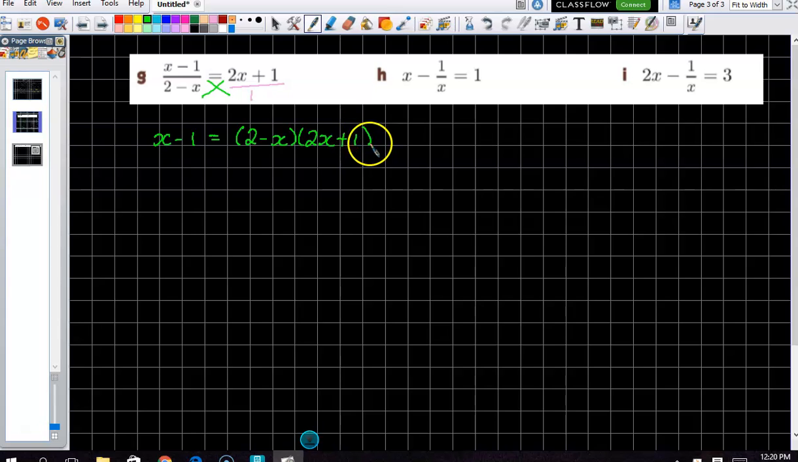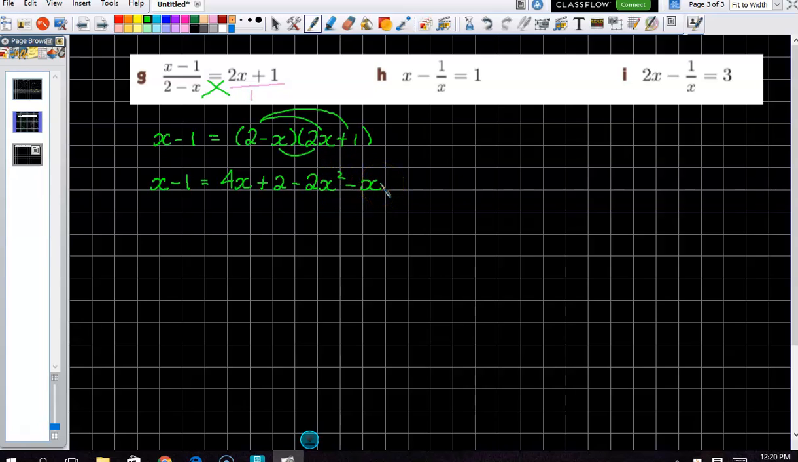plus 1, because basically we're saying let's get rid of this divide by 2 minus x. How do I get rid of the divide by? We times. What we do now is we want to expand. So remembering how to expand nicely, 2 times 2x, we get 4x, we get plus 2, then underneath, so minus 2x squared. Take x, and everything has to be on one side.